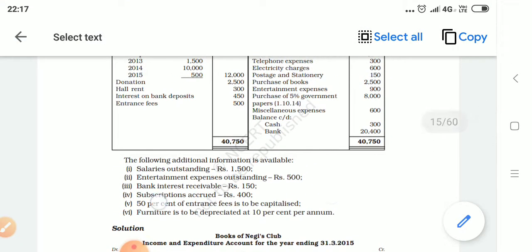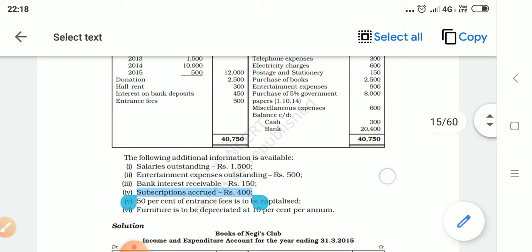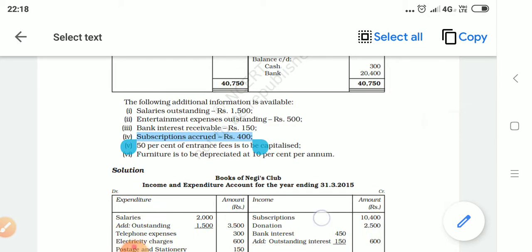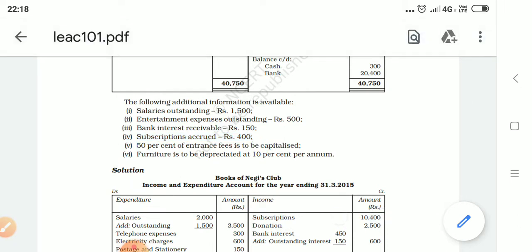If you see here, adjustment 4, subscription accrued 400. Accrued means income outstanding. We have to receive in the current year, but we did not receive. So this will not appear in receipt because we have not received the cash. But according to revenue realization concept or accrual concept, it is an income of the current year. So it has to be added. You are supposed to show it in the inner column. You have to write subscription 10,000, add subscription accrued 400, total 10,400.